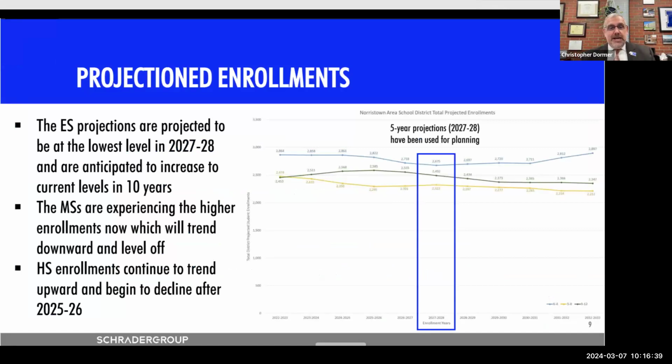So the Montgomery study showed that currently right now, and you can see going out to the 2032-2033 school years, where they're projecting our enrollment. Their sweet spot is about 5 years out.